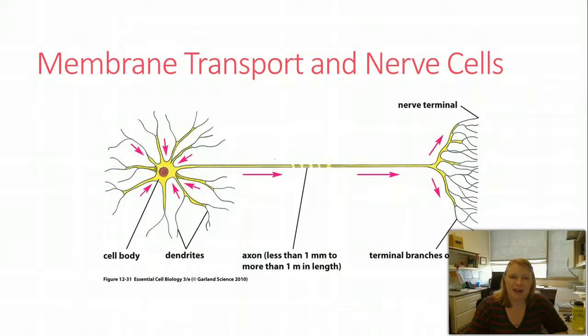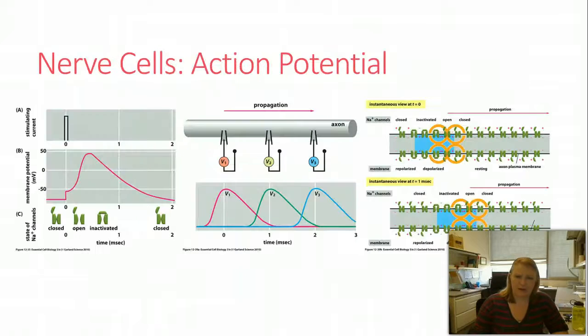Then they have what's known as an axon, which is the very long arm that extends down to the nerve terminal, which is what releases the signal to the next cell. The axon is responsible for carrying the signal away from the cell. Make sure you understand how that works, because it's going to play a role here in just a second.